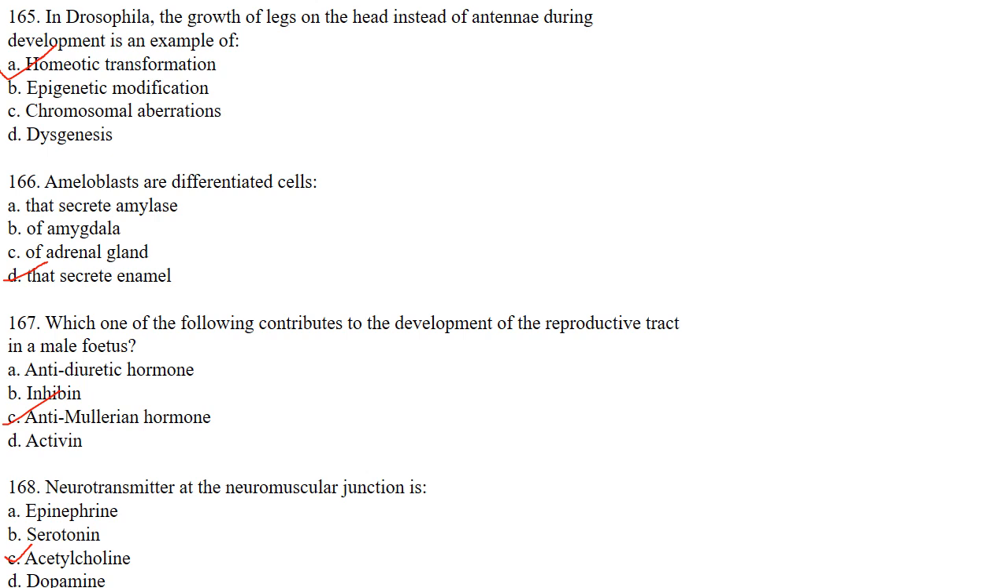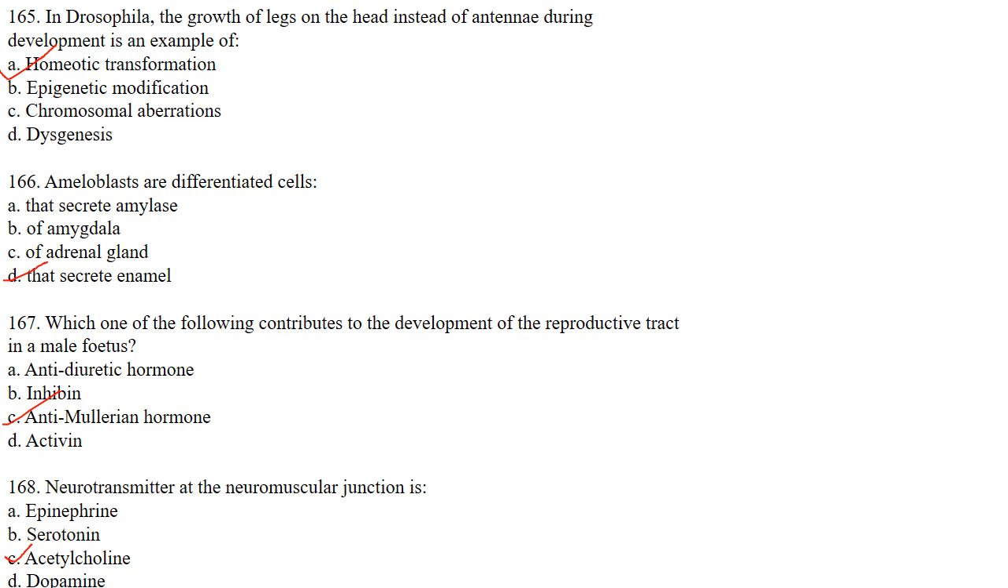So the answer is homeotic transformation. In Drosophila, the growth of legs on the head instead of antennae during development is an example of homeotic transformation. Then amyloblasts are differentiated cells. Amyloblasts are one of the group of cells originating from the ectoderm from which the dental enamel is developed. So amyloblasts are differentiated cells that secrete enamel. Answer is option D.